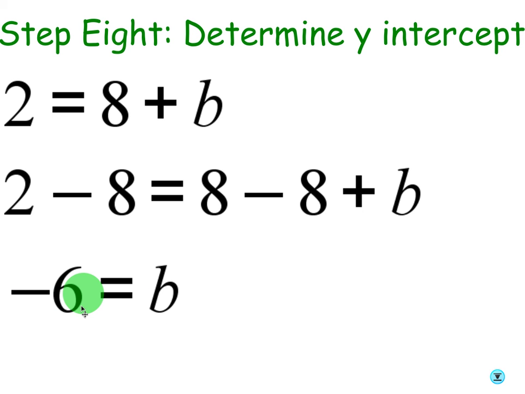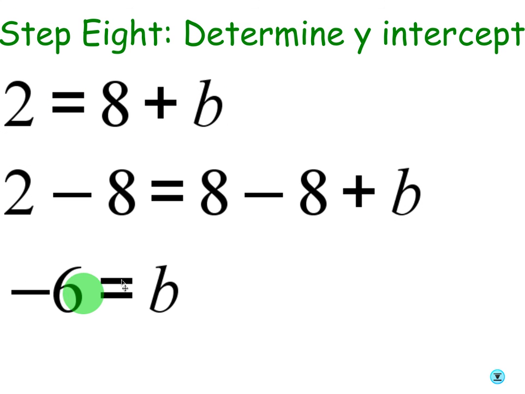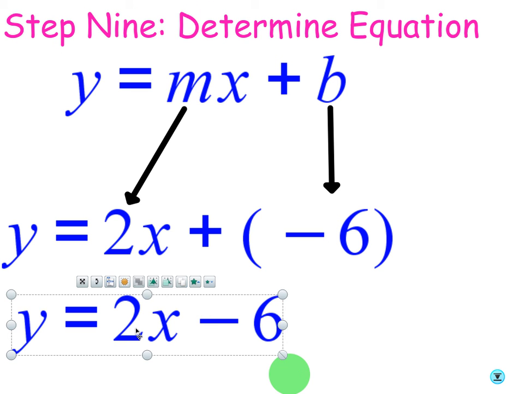So finally, what do you think the equation for that line is going to be? Y, yeah. Yeah, y equals 2x minus 6, exactly. Okay, so plug in b and m into the equation, and you get y equals 2x minus 6, which is the equation for that line.